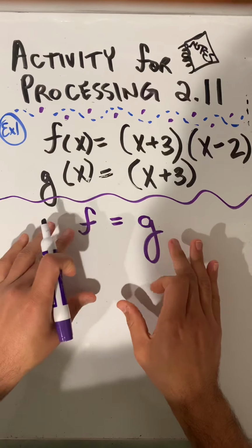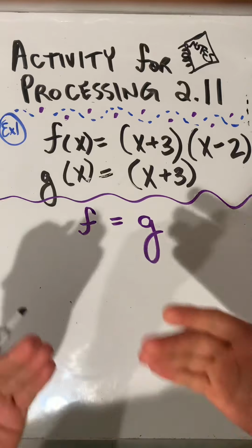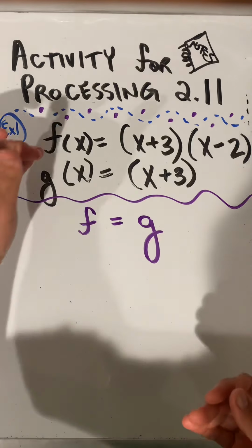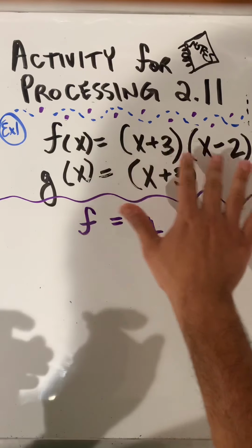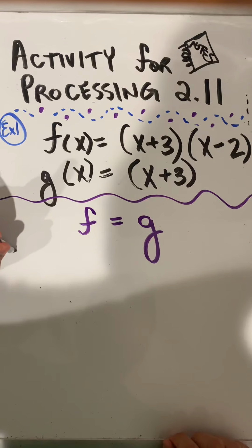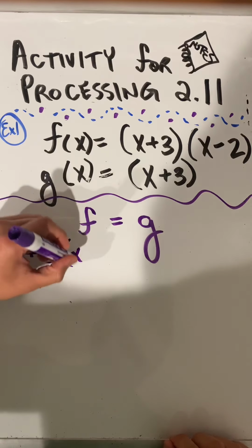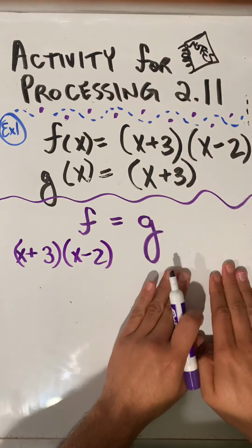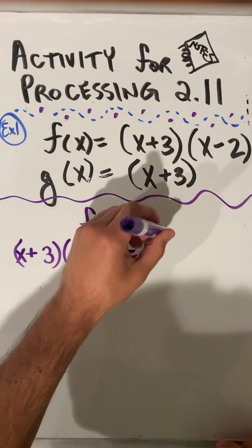Now that we have set these two equal to each other, we're going to find out where they give each other a high five, where they touch, where they meet, and therefore those are the locations of these two functions. So we're going to write down f of x on the left side. Okay, there it is. And on the right-hand side, we're going to write down g of x, or just g.